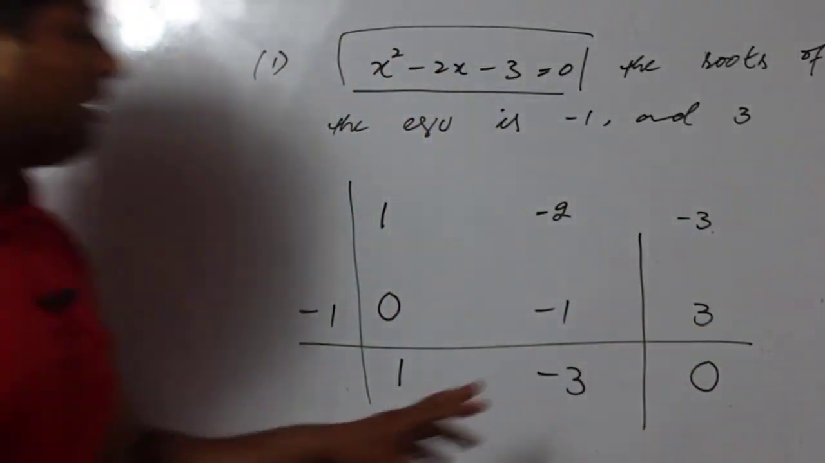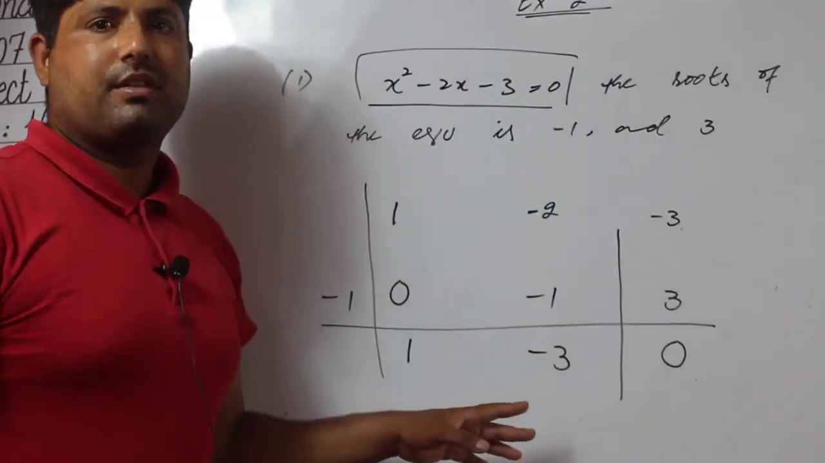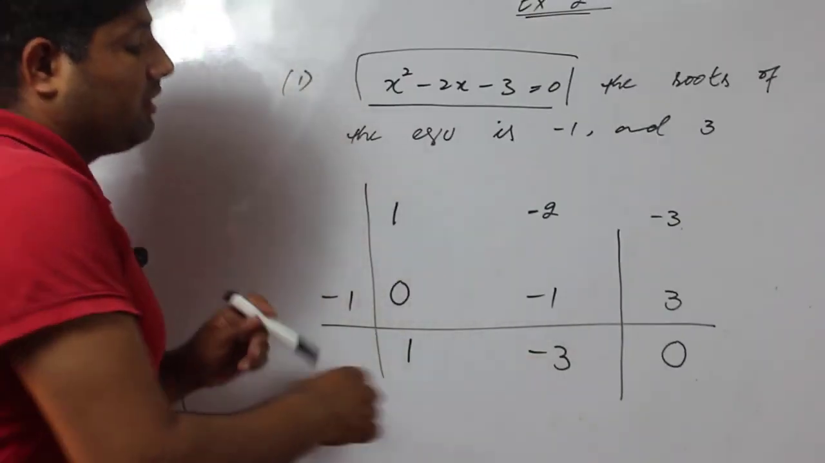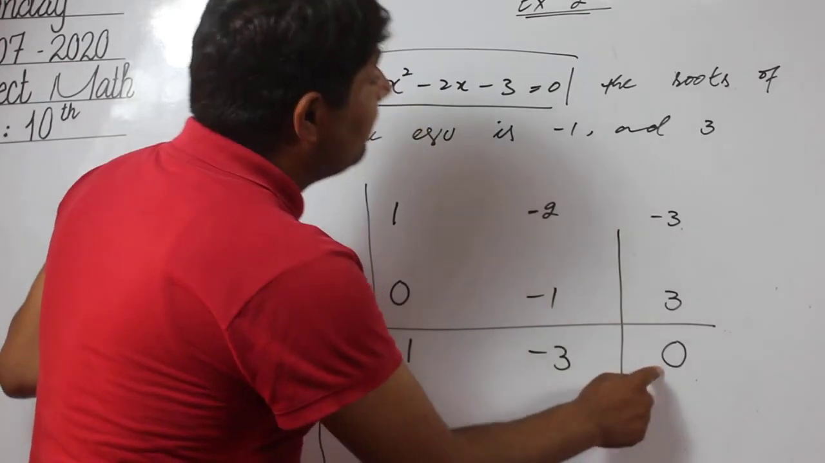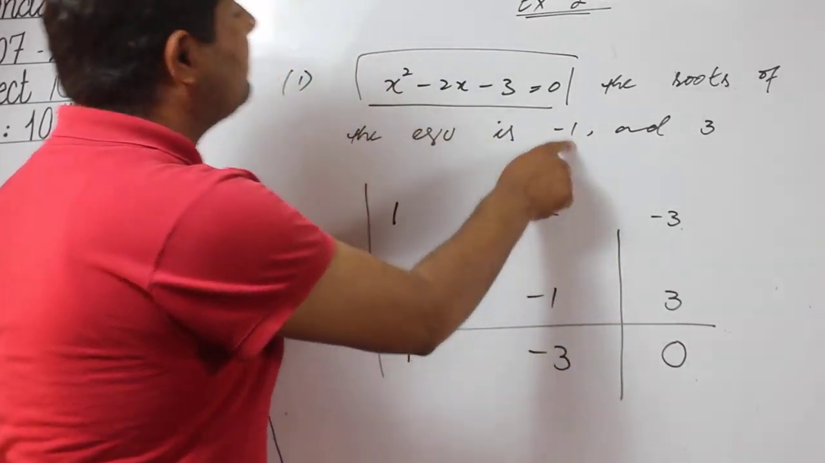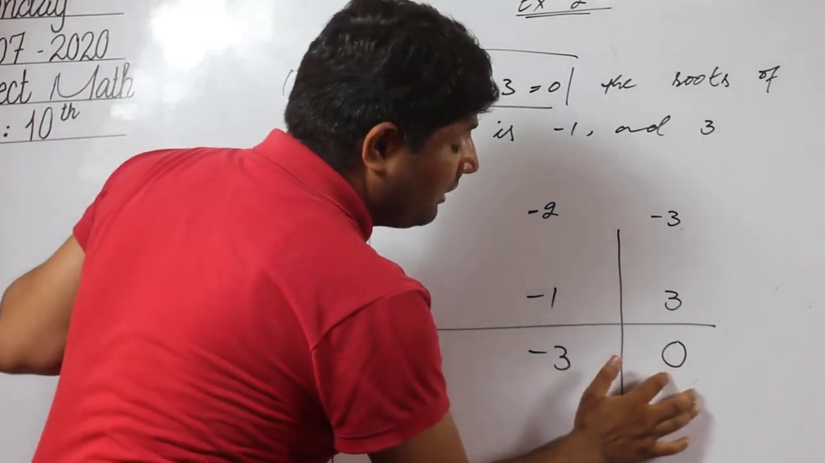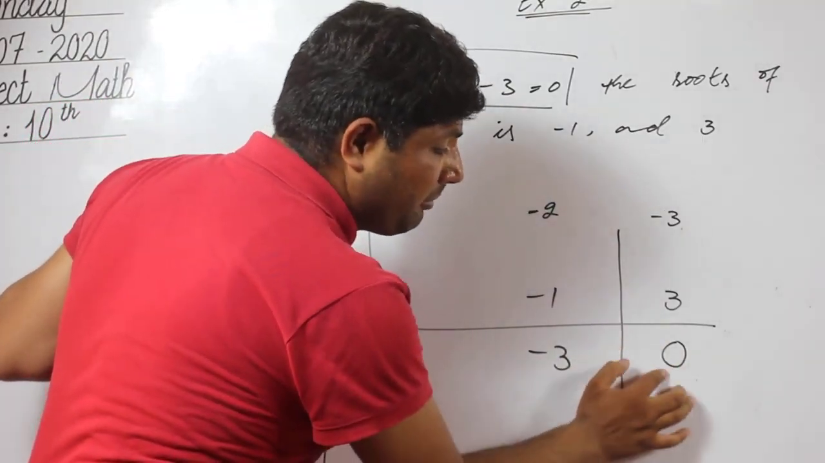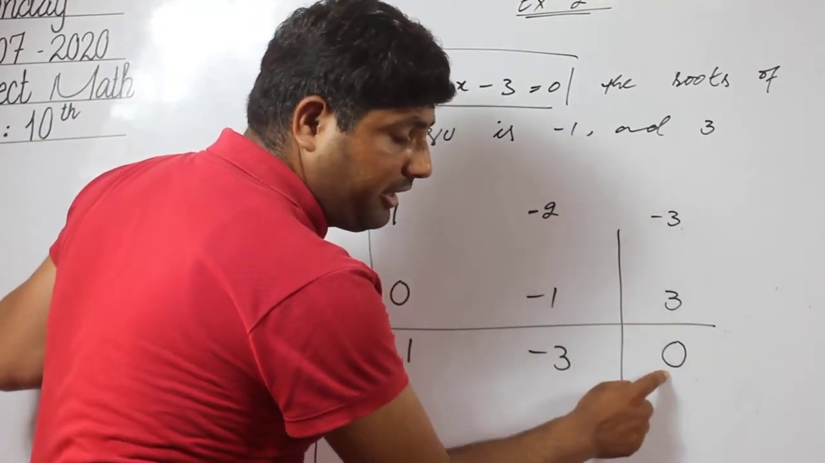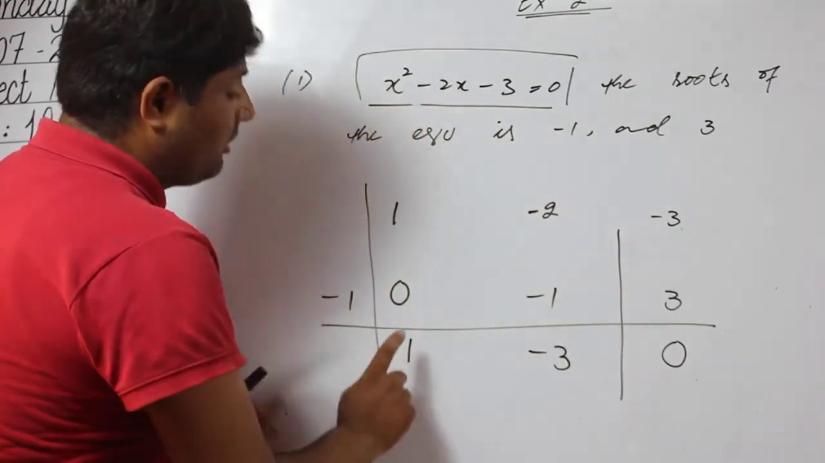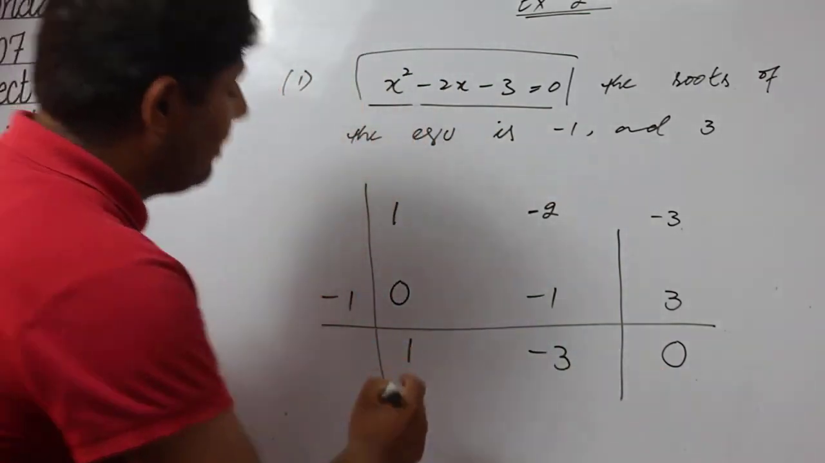This 0 is showing that minus 1 is an exact answer of this equation. This term is named the remainder. It means the remainder is 0. And this term we write as q of x.